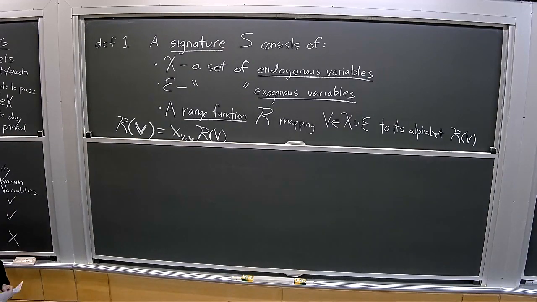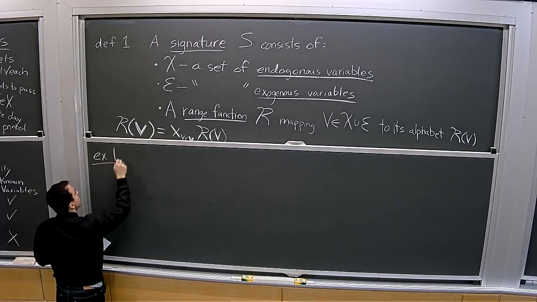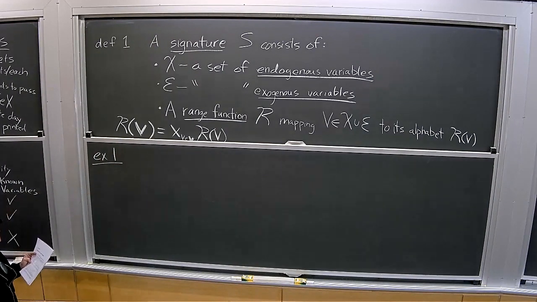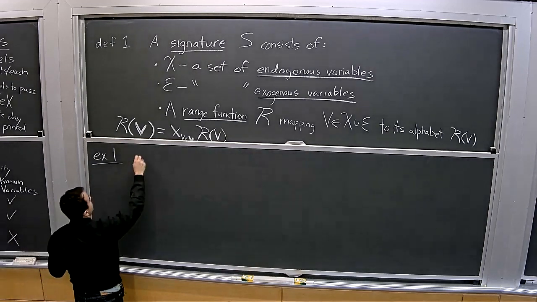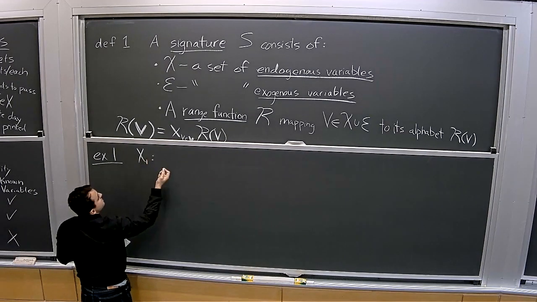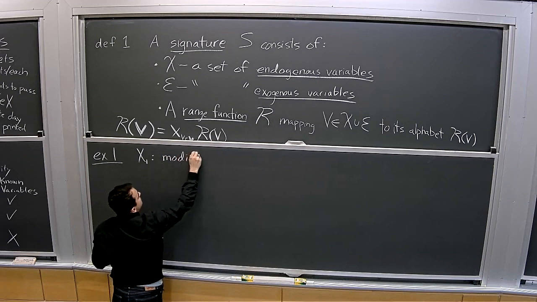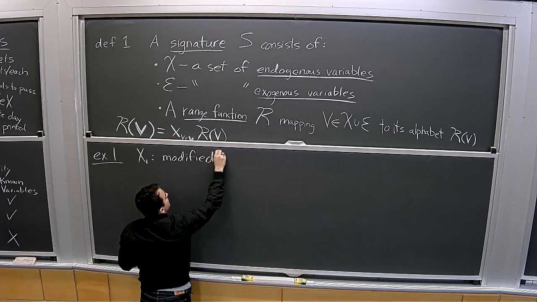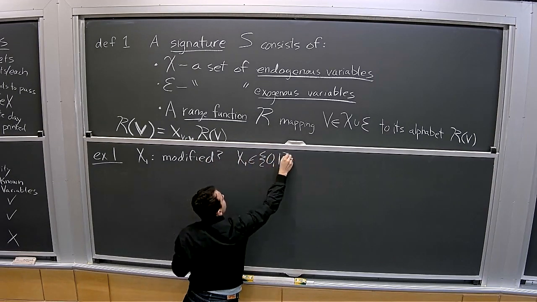So let's go with an example. This is going to be one of our running examples throughout the class, at least this lecture. So what we're going to be thinking about is this experiment where I've genetically modified some mice. So x1 is going to be a binary variable that indicates whether I modified some gene. So x1 is in {0, 1}.